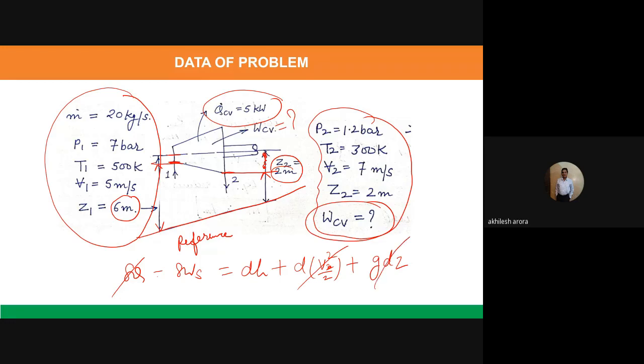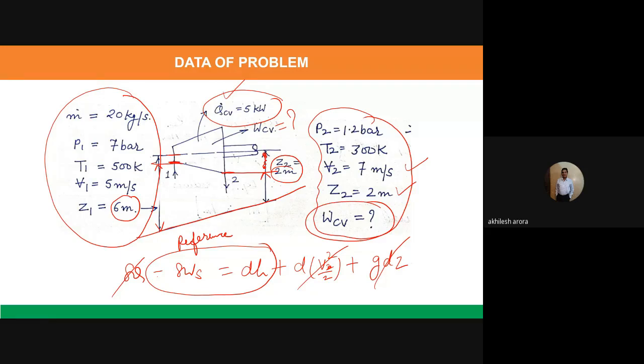Now, in the numerical problem here, we have been given everything. We are given the Q value also. We are given the velocities also. We are given the elevation also. So it means because all these terms are given in the numerical problem, we will have to consider them.